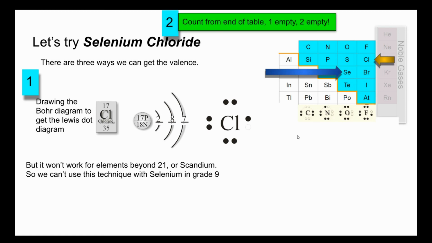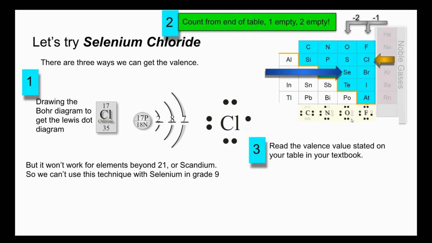The second way of doing this is count from the end of the table. No empties, 1 empty. No empties, 1 empty, 2 empty. And it doesn't matter if I wasn't pointing at the row of selenium, since it applies all the way down. So selenium will have 2 missing electrons. The final method would be to read the valence table that you are allowed to use on any test or exam. And they would state this. There won't be any mystery to get these valence numbers. The long approach only if required.